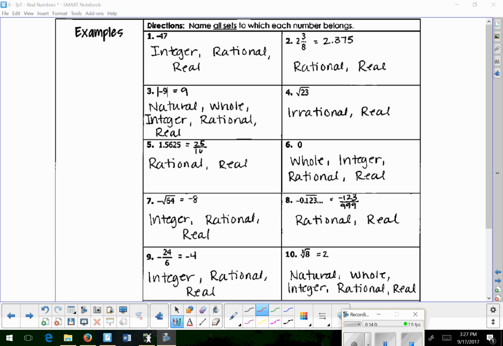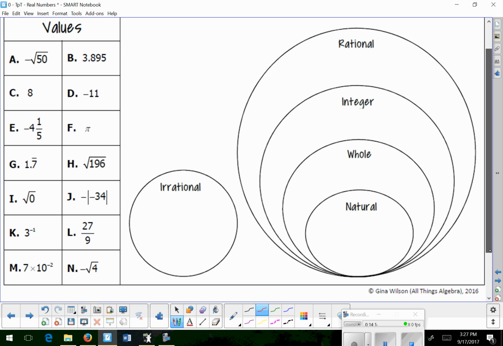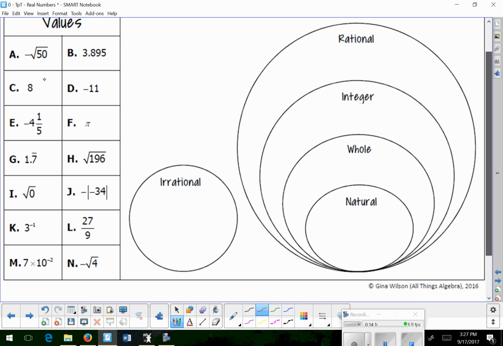Let's look at a couple more practice questions. So now we're going to use this diagram to help us sort the numbers again. So here are a couple of questions. They're labeled A, B, C, D, E, F, G. So if you want to use the letters, you can put them in the appropriate circle by using this letter here. So I'll do one for you. I'll do C. Okay. So C, which is the number 8, can be written as 8/1. So that means it is part of the rational group.